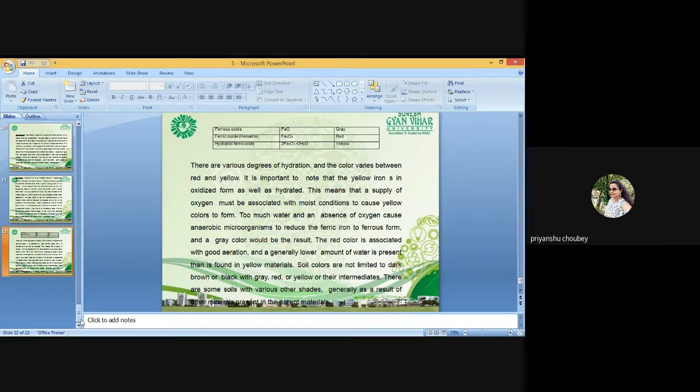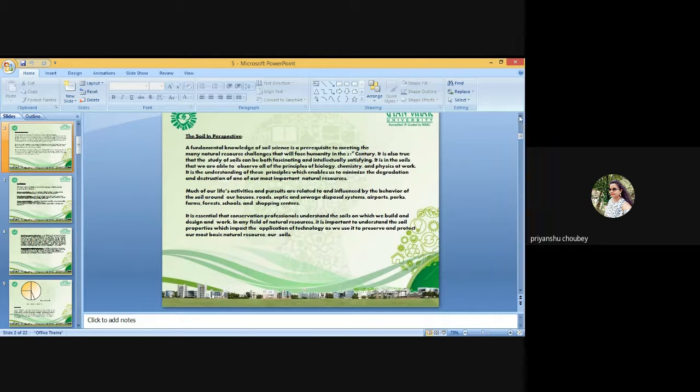So here is soil color, and all the fundamental concepts are almost completed in this slide.